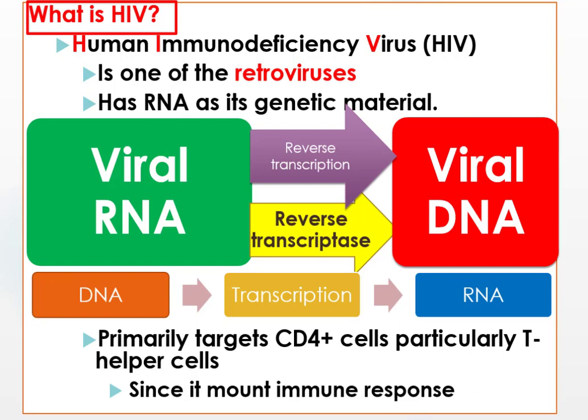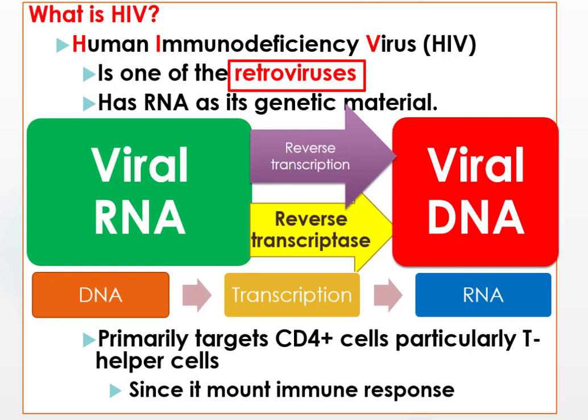This is the reason that the name of the virus is HIV, which means human immunodeficiency virus. Since it damages the immune system, it makes the infected person face a deficiency of immune cells. This is what the name tells us, human immunodeficiency virus. This virus is grouped under retroviruses.